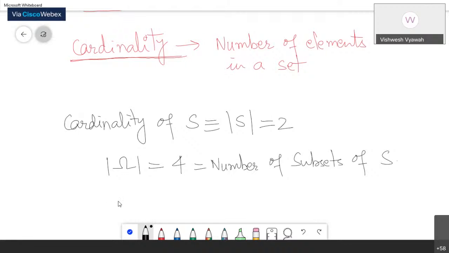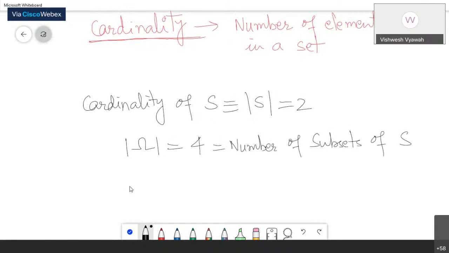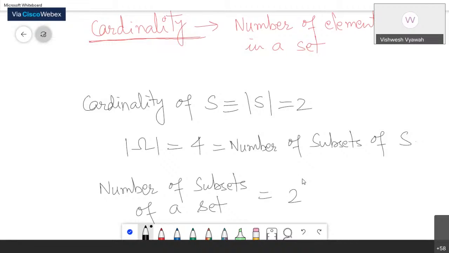Okay, and we have got a very important, interesting point here, that the number of subsets of a set is equal to 2 to the power cardinality of the set. Okay, very important.